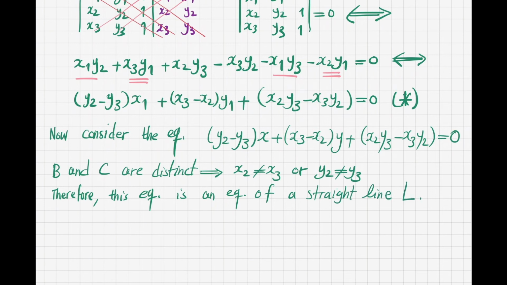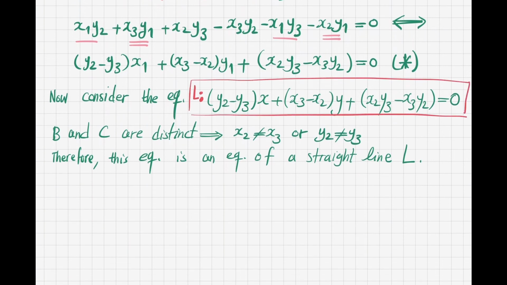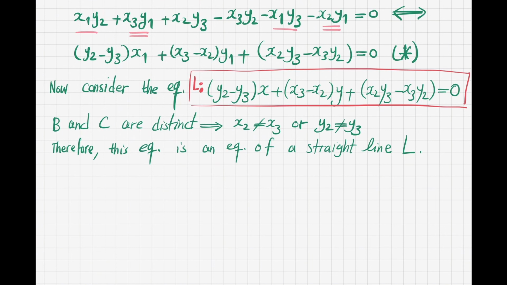Call it L. Yes, so I gave this a name. This one now is the equation of a straight line. I call it L. Okay? But now my claim is that this line always passes through B and passes through C.